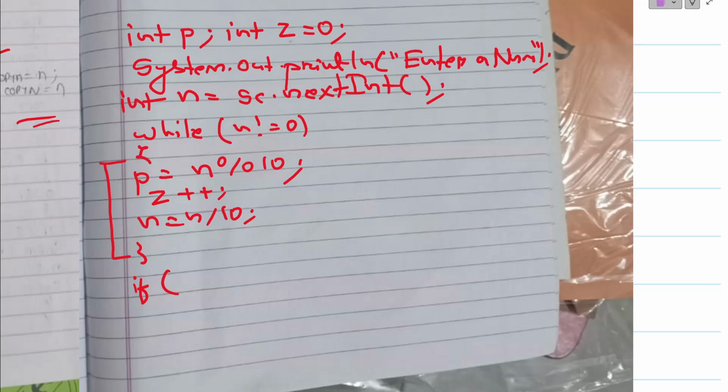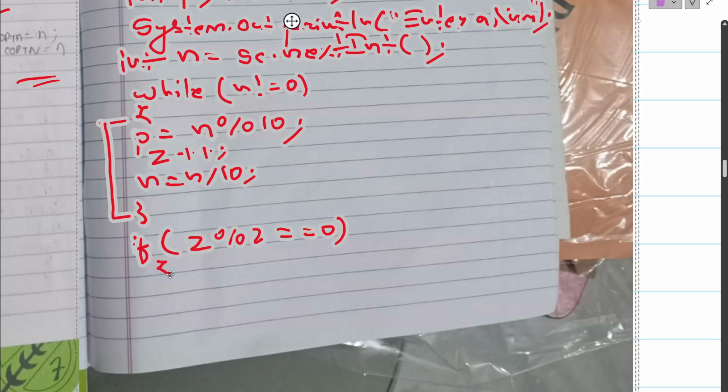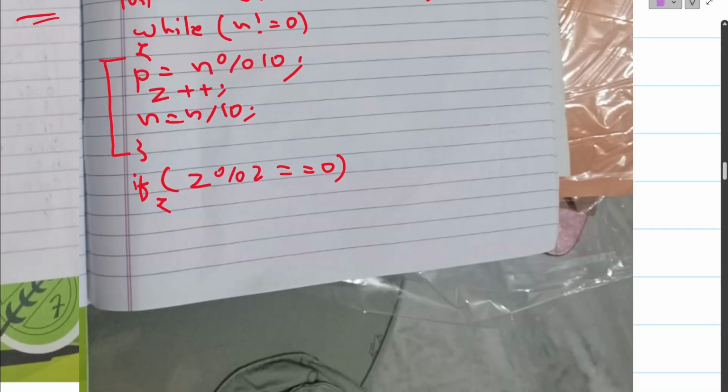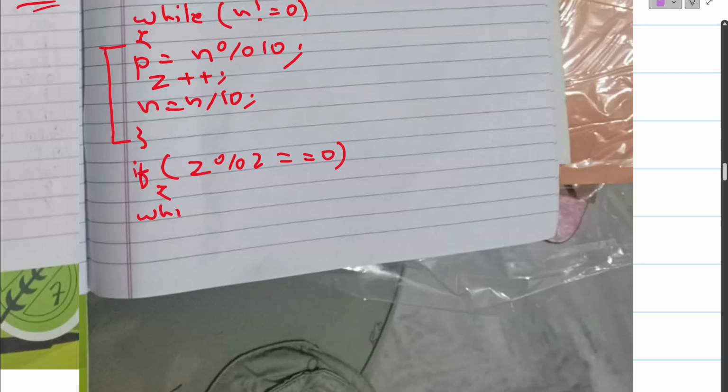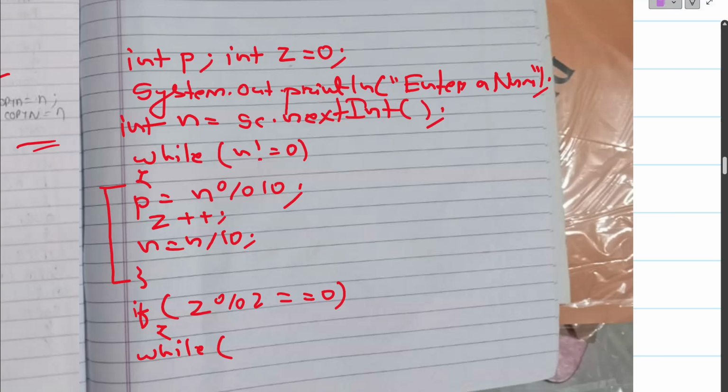After this I will be checking whether z modulus 2 is equal to 0 or not. Z is storing the number of digits. If I find it is even, then I will divide it into two parts as in the previous case we had done. So let us do one thing, dear. Here let me store int n1 is equal to n. Why am I doing this? Because I do not want to lose the originality of the number after this whole thing is done.